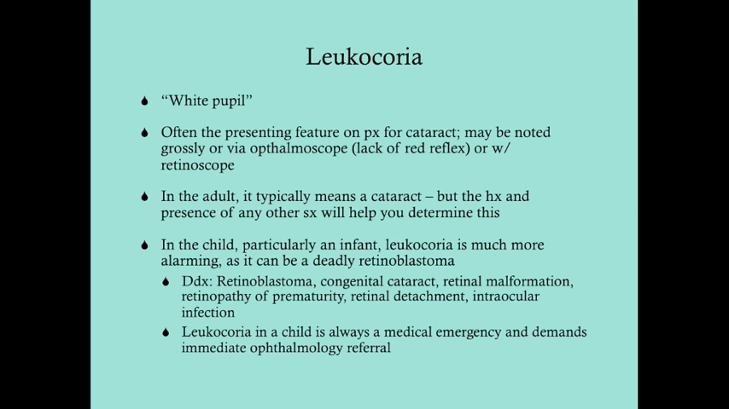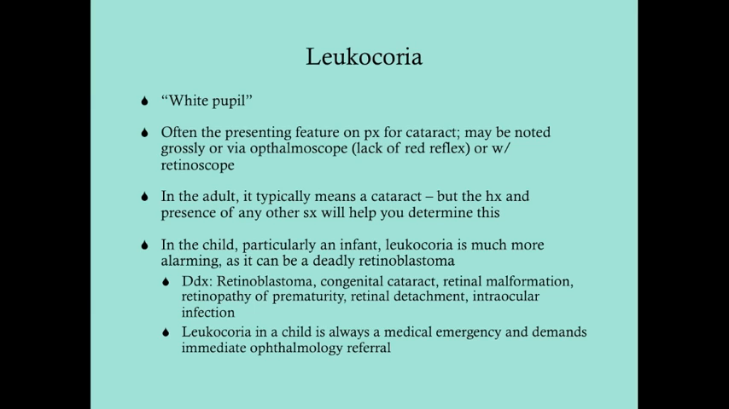Leukochoria is a white pupil, and just the designation of leukochoria is important to know because this is often the presenting feature for a patient on physical exam for cataract. Usually we associate leukochoria with children, and that is true. Leukochoria does happen in children, and when it does, it's an emergency. But leukochoria is just any white pupil, and that can be noted by looking through the ophthalmoscope, or it can be noted grossly, or it can be noted even by a parent when a picture is taken.